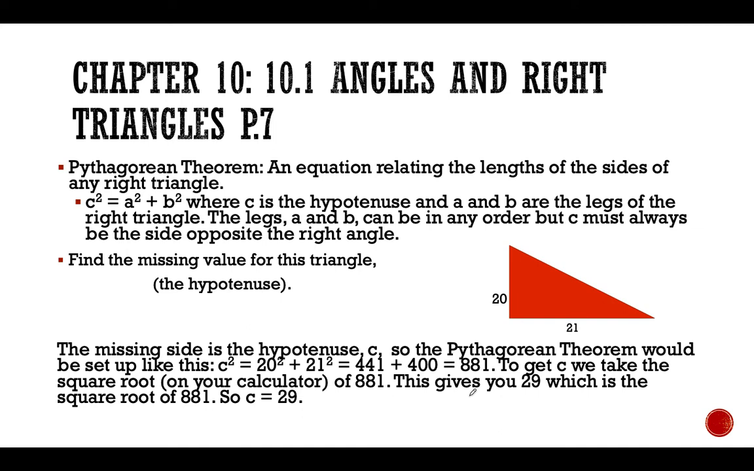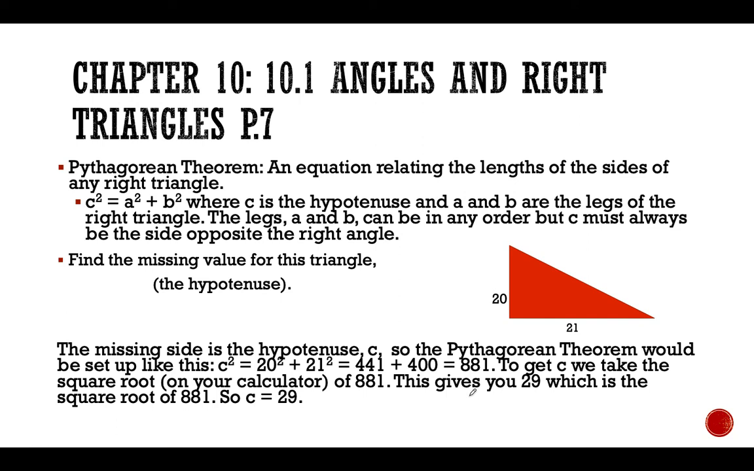The Pythagorean theorem is an equation relating the lengths of the sides of any right triangle. C squared equals A squared plus B squared, where C is the hypotenuse, the side opposite the right angle, and A and B are the other two sides, and they can be in any order. It doesn't matter. But the hypotenuse always has to be the side opposite the right angle.